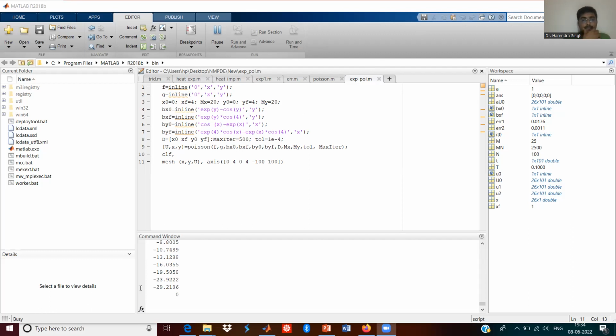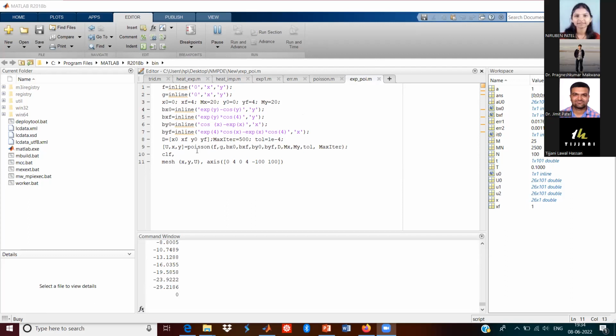So this program is running for the Poisson equation, the elliptic partial differential equation, because my talk contains parabolic and elliptic partial differential equations. So for the Poisson equation, I have written this program. This program is running. You can see that. Simply, this will be the Poisson equation. These are the inputs I have given here. So you can see the result.